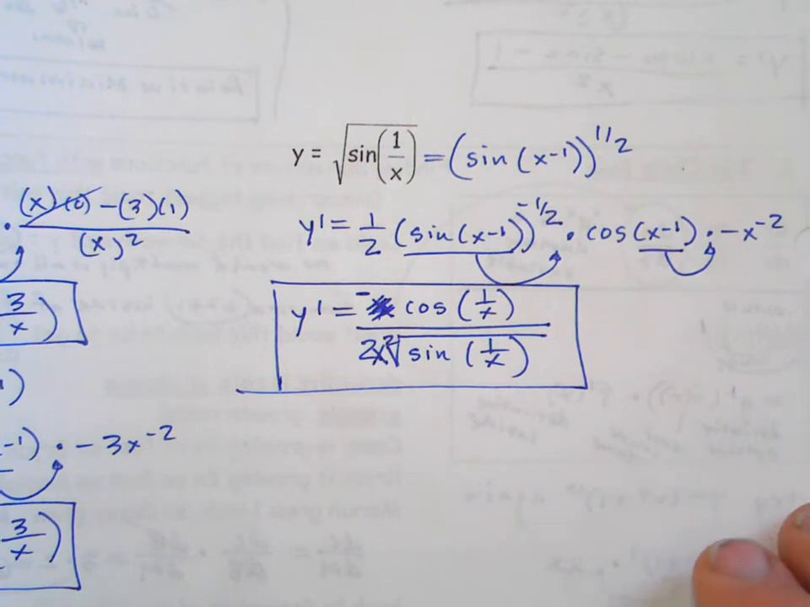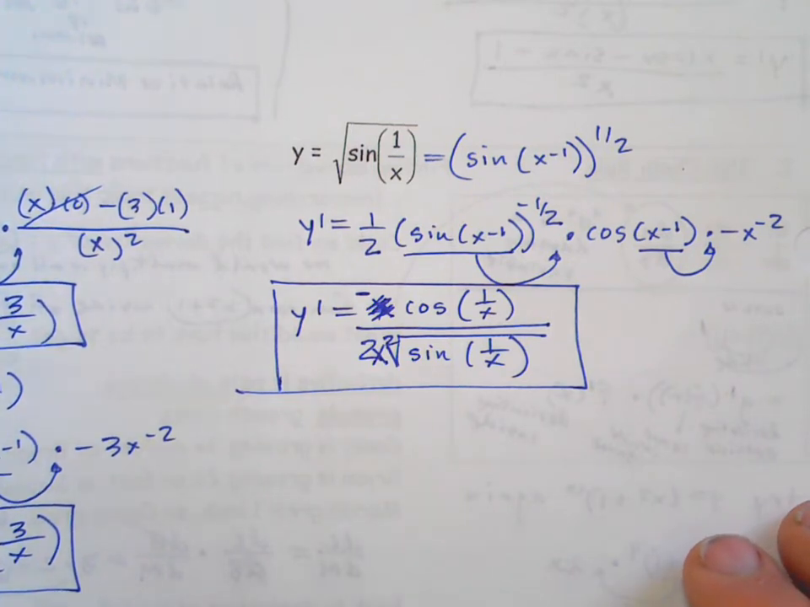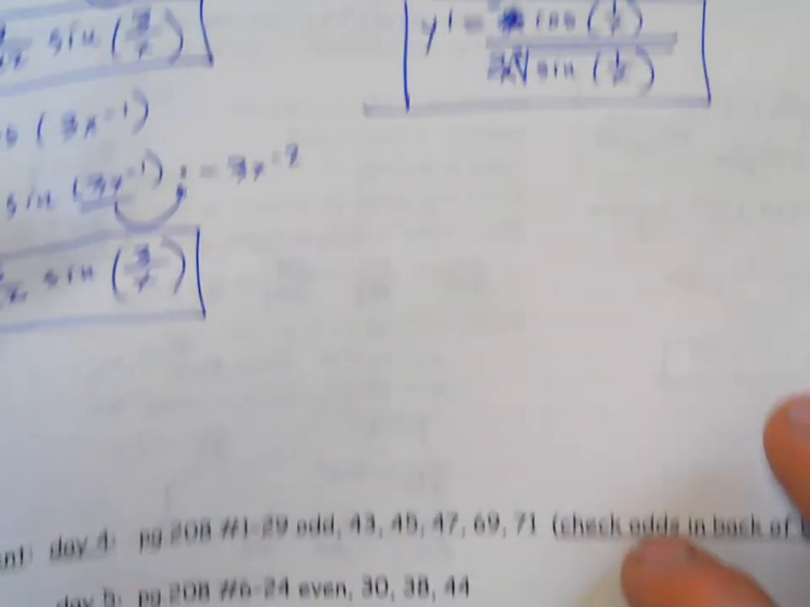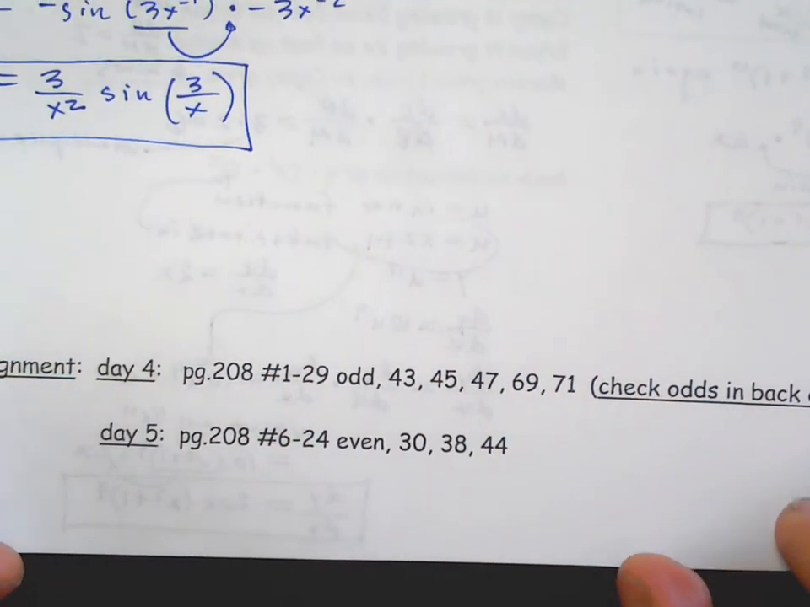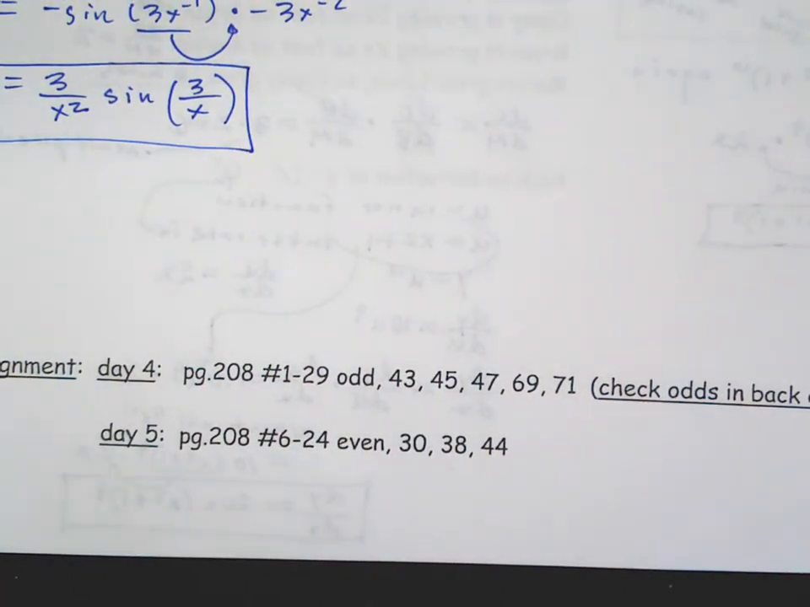Okay. So today's assignment, we're going to do page 208, 1 to 29 odd, 43, 45, 47, 69, 71. They're all odds. Check them in the back of your book. Check them as you go. See if you're actually getting the hang of it before you do the whole assignment the wrong way, right? Try and catch things you might be missing early on so that it saves you a lot of time in the end. So I'd keep a bookmark where the answers are and flip back and forth and check them as I do them. So, okay.